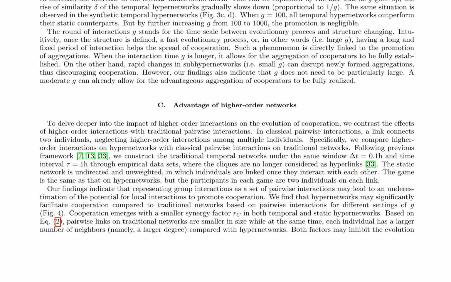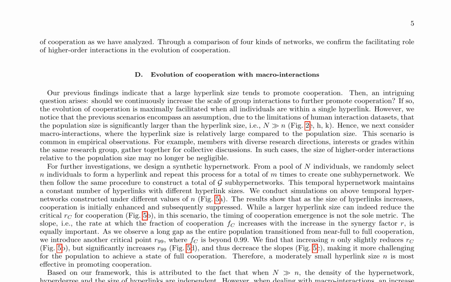The impact of higher-order interactions on the evolution of cooperation is investigated, contrasting the effects of higher-order interactions with traditional pairwise interactions. The results demonstrate that representing group interactions as a set of pairwise interactions may lead to an underestimation of the potential for local interactions to promote cooperation, highlighting the importance of group size, connected density, and temporality in promoting cooperation.